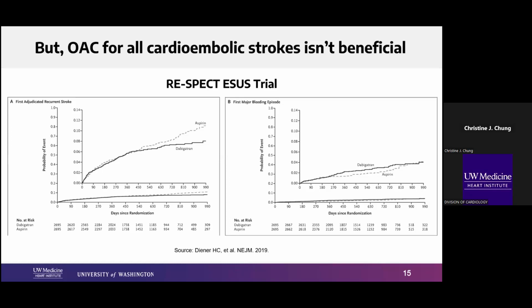So there were actually 2 very large randomized controlled trials using 2 different DOACs seeking to answer this question. This was the RESPECT-ESUS trial looking at rivaroxaban. There was a very similar study done with dabigatran, and both of them were negative and did not show a significant reduction in stroke when people that had ESUS and were otherwise undifferentiated were randomly assigned to DOAC as opposed to just aspirin alone. So this has led to the current standard of care, which is that a patient with embolic stroke of unknown source that does not yet have identified occult AFib should be treated upfront with aspirin as opposed to oral anticoagulation.